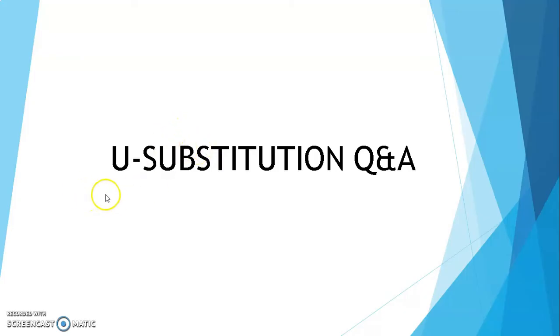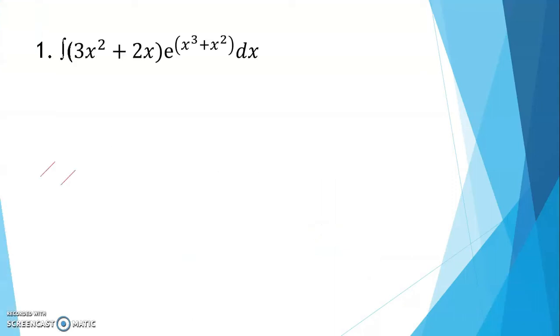Okay, so this section is about U substitution, Q and A. I will show you how to solve the question. First we have the integration of (3x² + 2x) e^(x³ + x²) dx. How are we going to solve this?